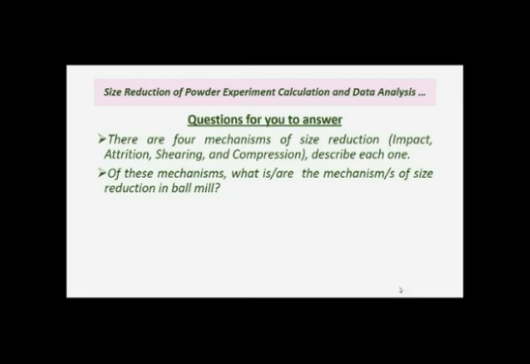There are 4 mechanisms of size reduction: impact, attrition, shearing, and compression. Describe each. This should be done based on your theoretical knowledge. Of these mechanisms, what are the mechanisms of size reduction in a ball mill? This was discussed in the practical part. Thank you all for watching.